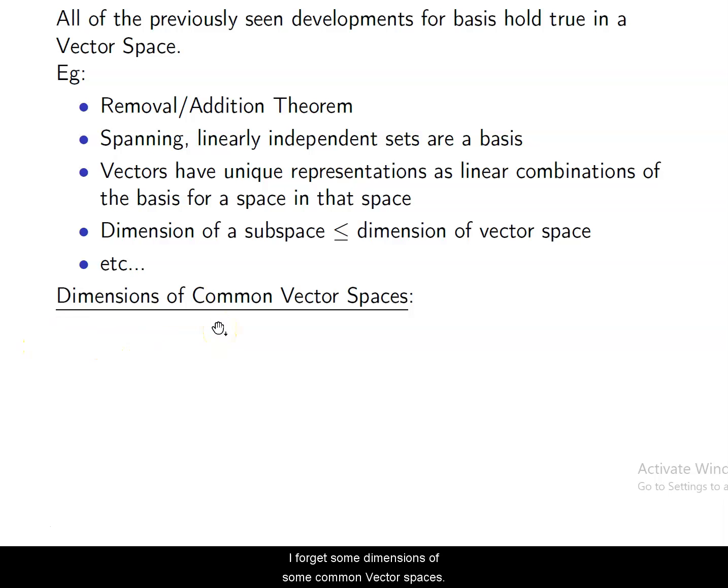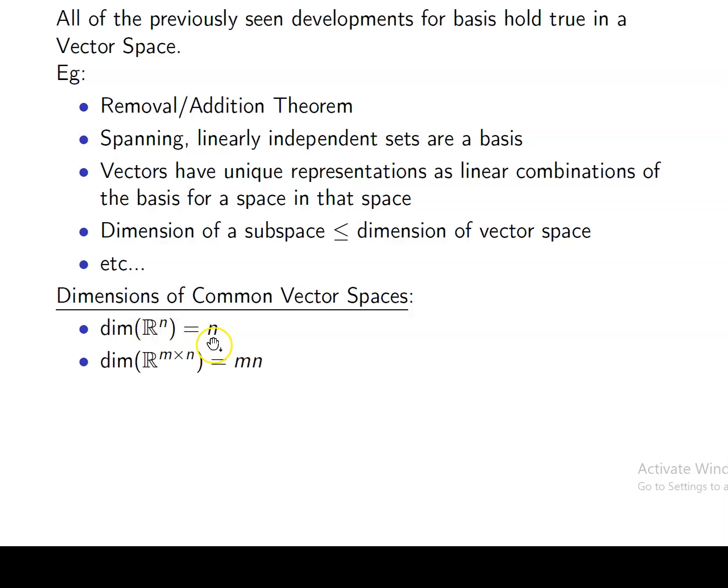So let's look at the dimensions of some common vector spaces. The dimension of Rn is n. For instance, the dimension of R3 is 3. I would need 3 linearly independent spanning vectors in R3 to be a basis for R3. The dimension of the real m by n matrices is whatever m times n is. So you just turn that into a product, and that's your dimension for the R m by n space.